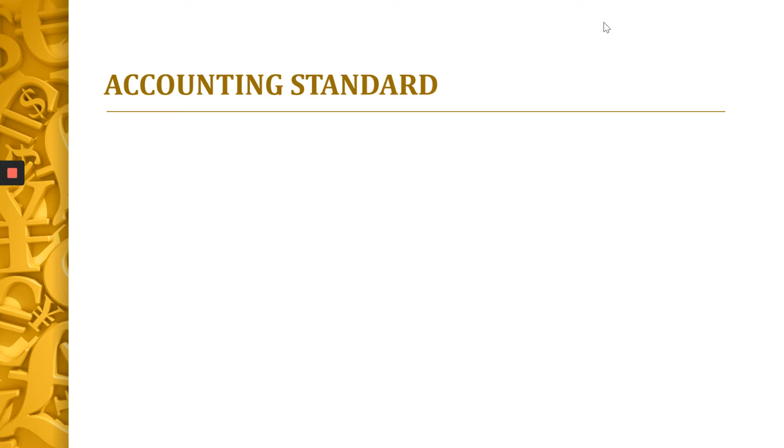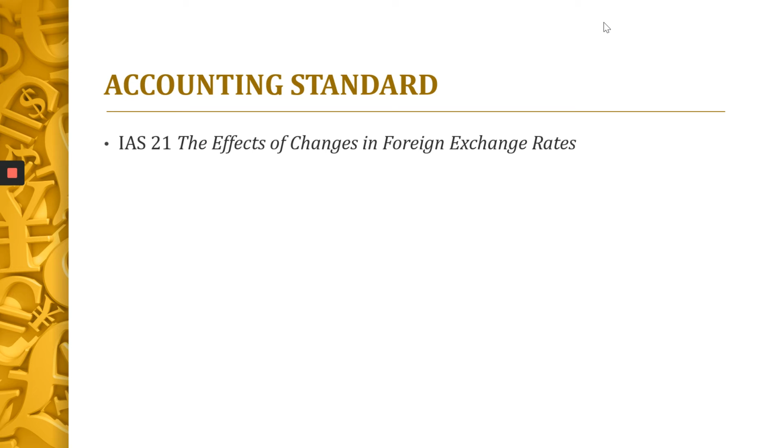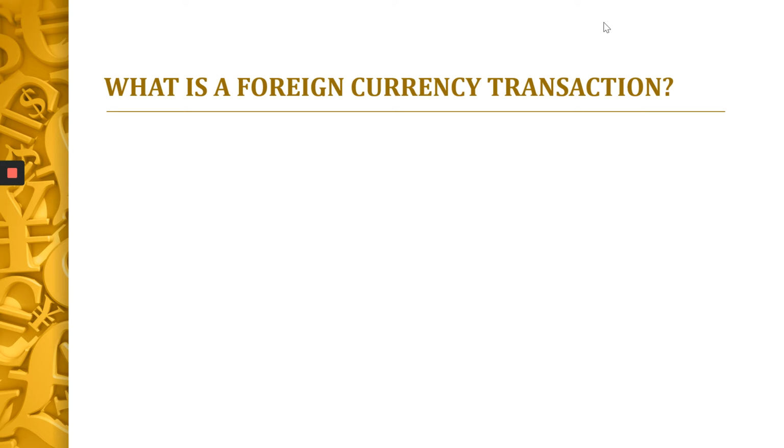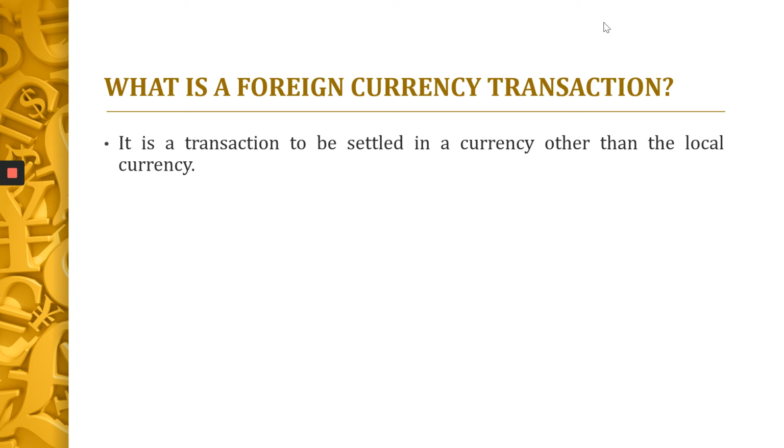The accounting standard that we will be using in this video would be the IAS 21, entitled The Effects of Changes in Foreign Exchange Rates. Now, let's define a foreign currency transaction. A foreign currency transaction is a transaction to be settled in a currency other than the local currency. The local currency of the Philippines would be the Philippine peso. In this lesson, we will always assume that the local currency would be the Philippine peso.